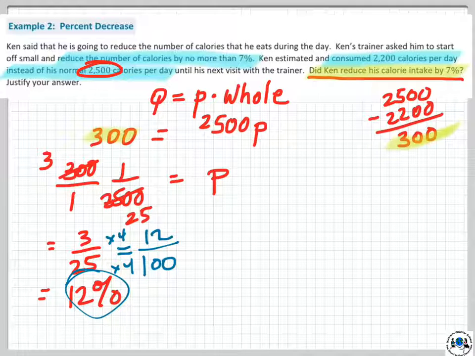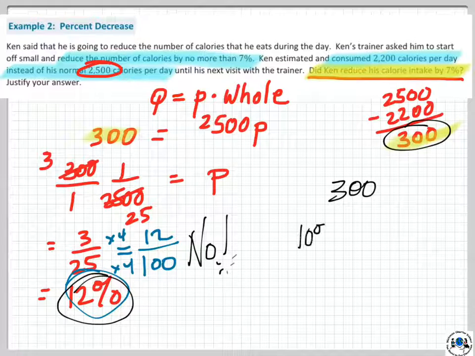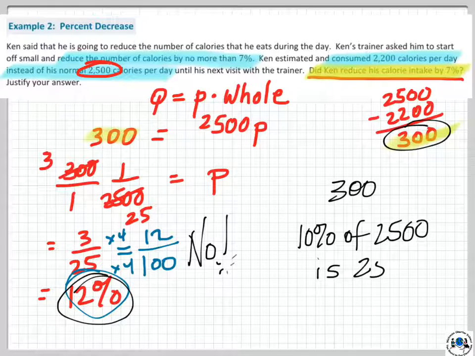So it looks like Ken reduced his calorie intake by 12%, which is a no-no because his trainer told him no more than 7%, Ken. Okay? All right. So no. Okay, so 300. Now, again, here's another way to look at it.